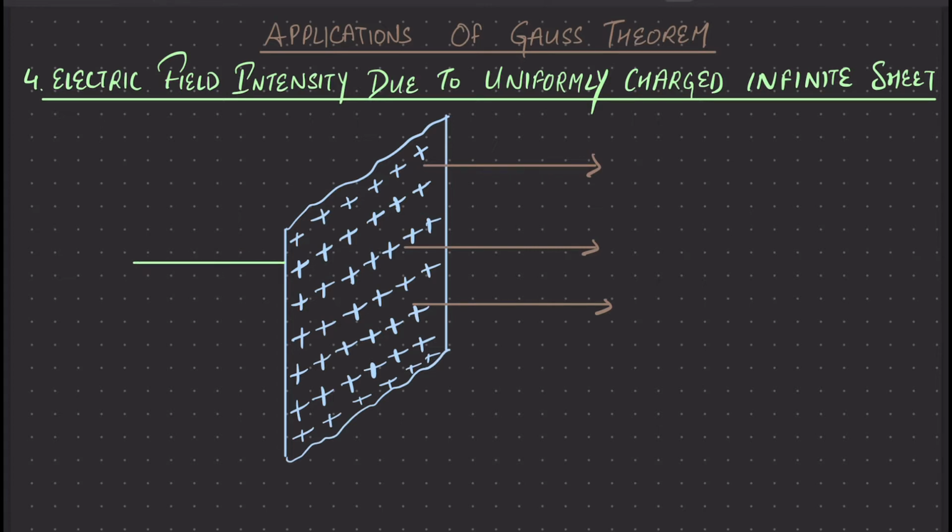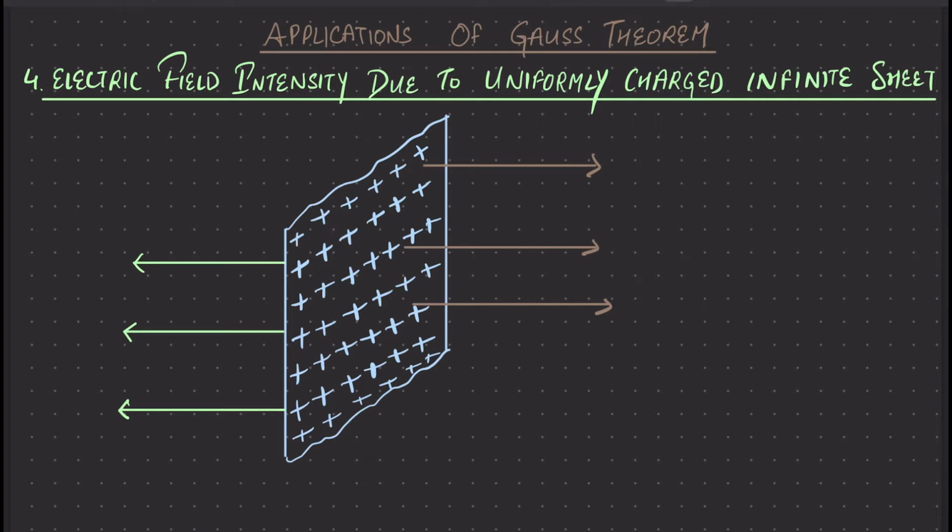So why will electric field lines act in the outward direction? The reason is that the sheet is charged uniformly and the positive charge is spread all around the sheet. If it were a negative charge, then we would have electric field lines acting in the inward direction. So as we are discussing the applications of the Gauss theorem, that means we need a Gaussian surface, as we have discussed in the beginning of the video.